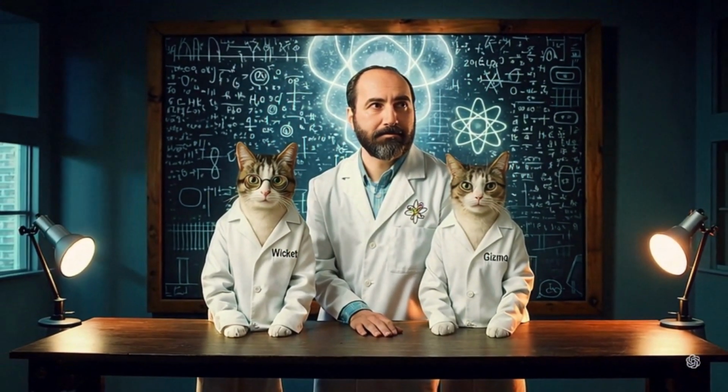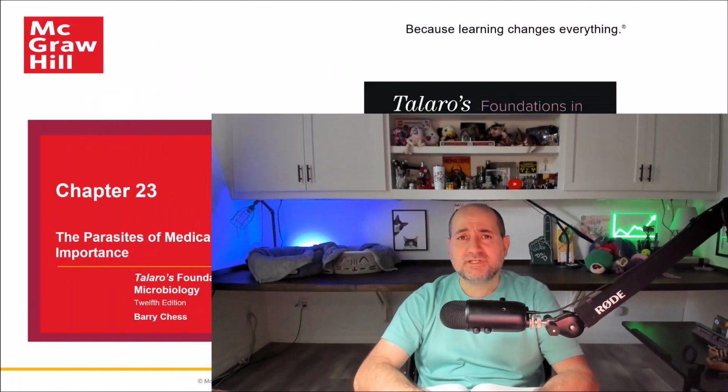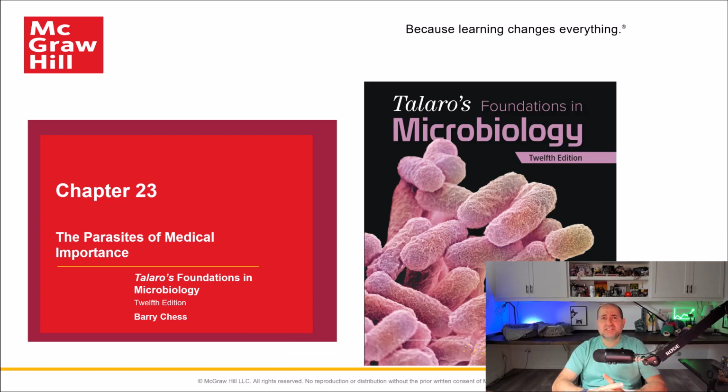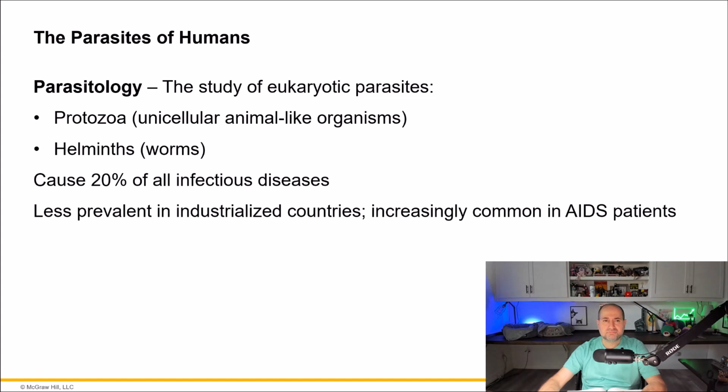All right, Chapter 23, we're talking about parasites. And the parasites we're referring to are the worms, remember the helminths, as well as the protozoa. That's what we mean by parasites in this chapter. And we're going to talk about those parasites of medical importance. In fact, if any of you have ever thought of taking a parasitology course in college, that's what you'll be focusing on, these eukaryotic parasites.